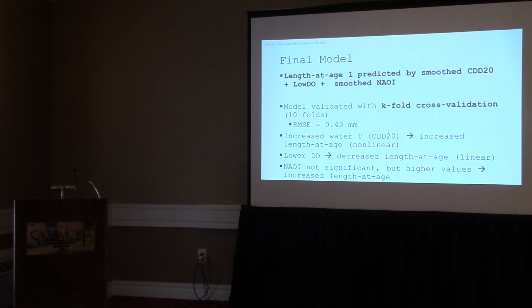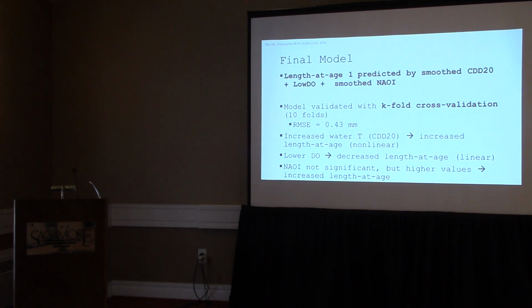But what we saw was what you would expect to see, but it's also really cool to still see it. So increased water temperature, so an increase in this cumulative exposure to degrees Celsius above 20 degrees Celsius, was associated with an increased length at age. This is, again, in a non-linear relationship, so the higher the cumulative degree day index, the more impact it had on the length at age. And then lower DO was associated with a decreased length at age with a linear relationship.